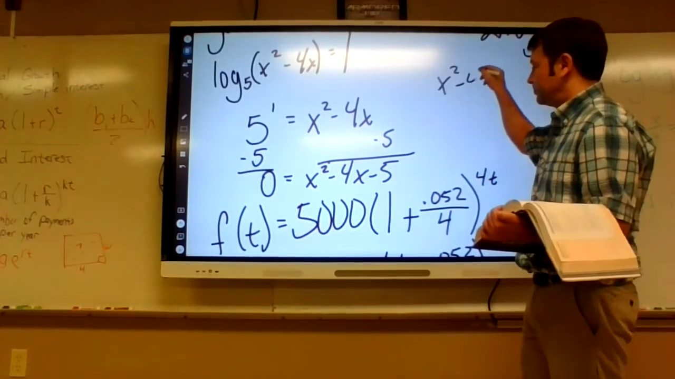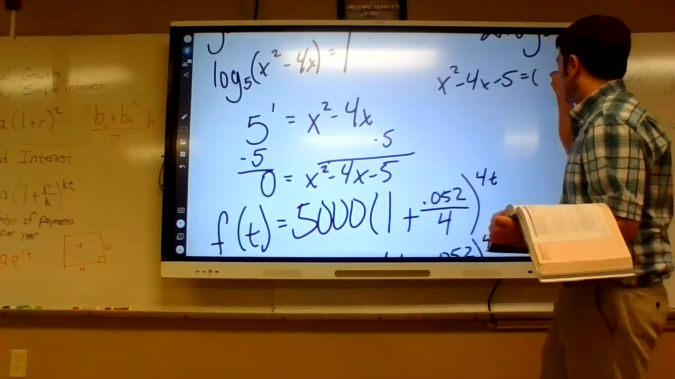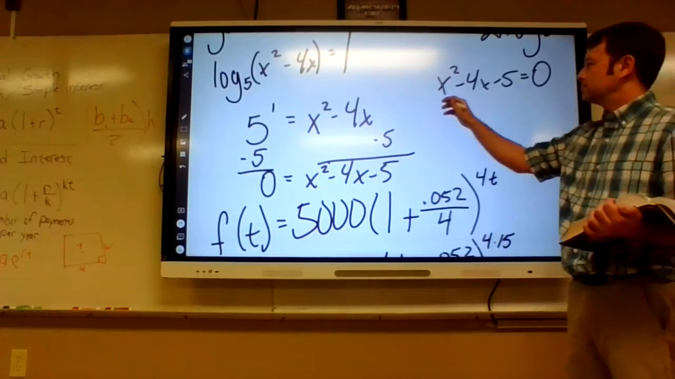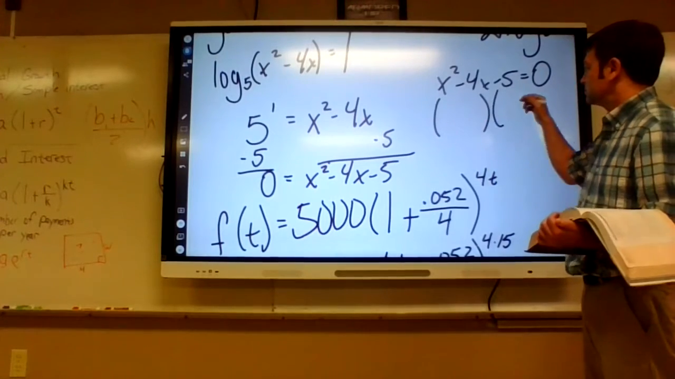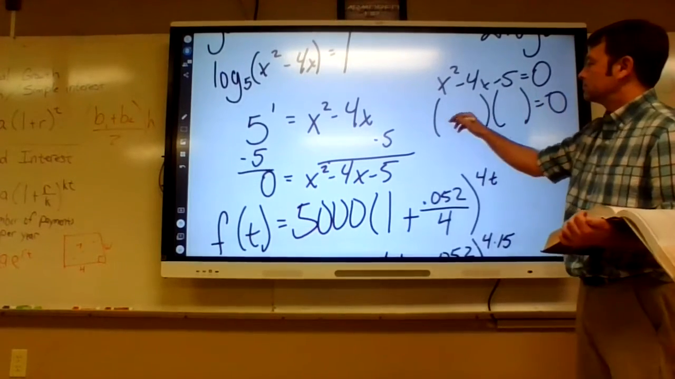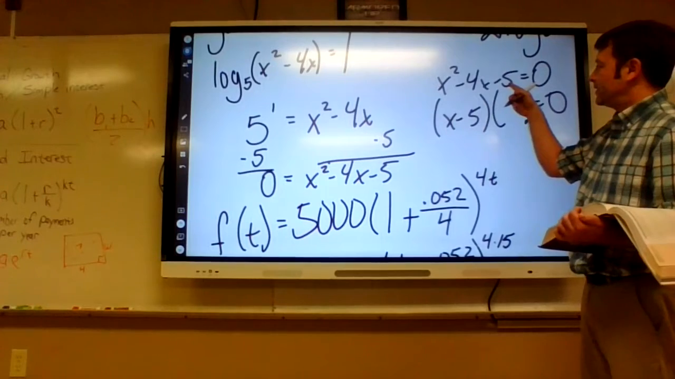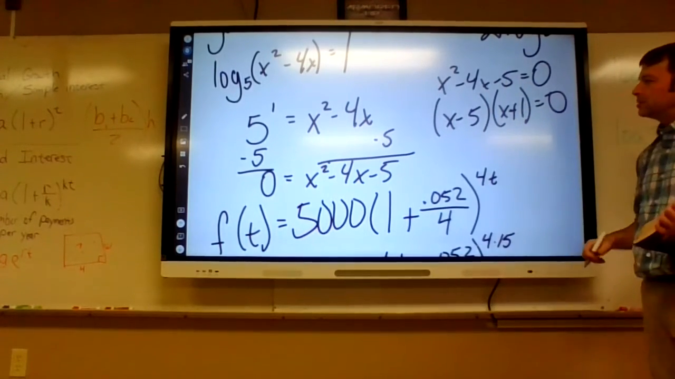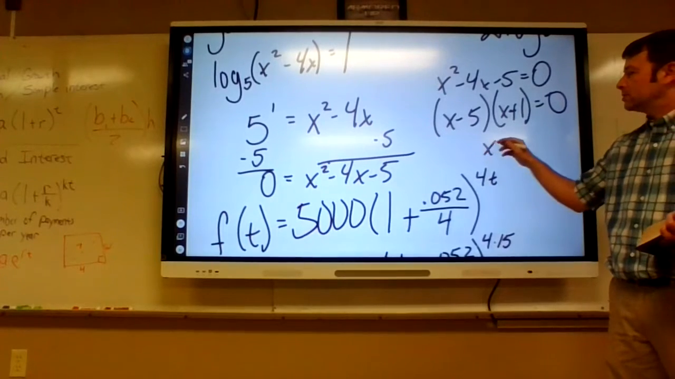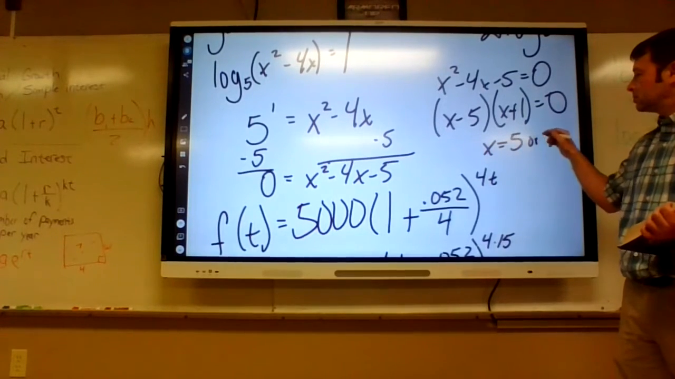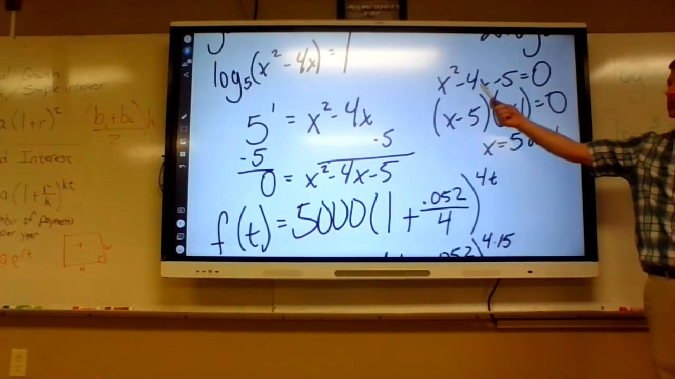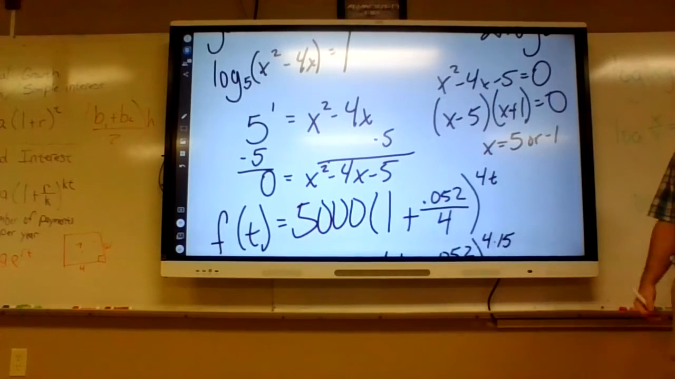Move it up here. Not there. Does it factor? I think it factors. What multiplies to -5 that adds up to -4? So x equals 5 and negative 1.